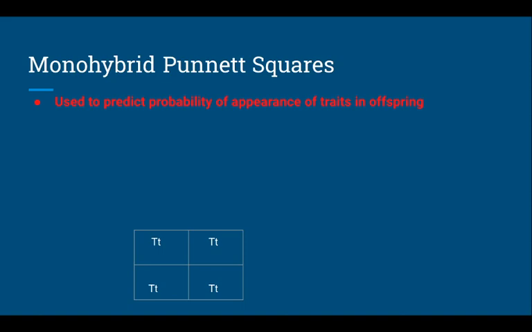A Punnett Square is named after Reginald Punnett, and it is not used to tell us, you see four squares down there, that if we cross 2 pea plants that there will be 4 offspring. That's not what's being stated. What's being stated is there are 4 possible combinations of their alleles. And so there are 4 possible outcomes. So a Punnett square is used to predict probability. And if you fill this in, you're following Mendel's procedure exactly.